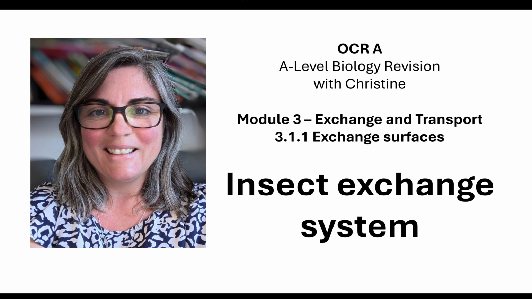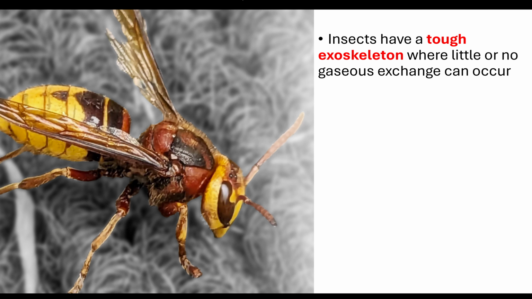So today's lesson I'm going to look at the insect exchange system, and that's part of your module 3. Insects are really fascinating individuals in that they have a tough exoskeleton. Now, this means there's very little or no gaseous exchange able to occur here. They do not have a blood pigment like us. They don't have hemoglobin, so they can't transport oxygen in their transport system.